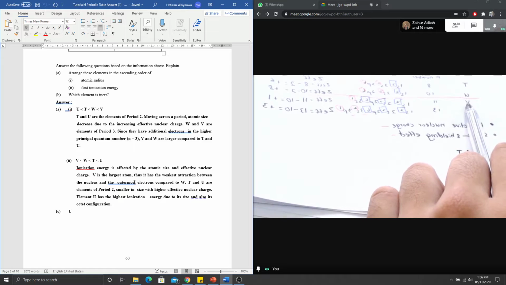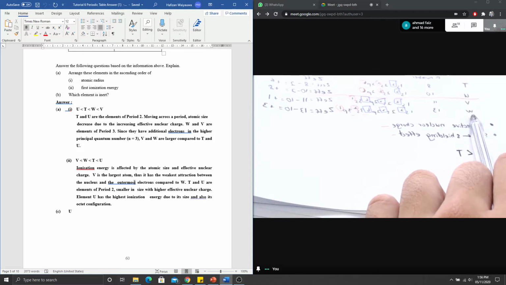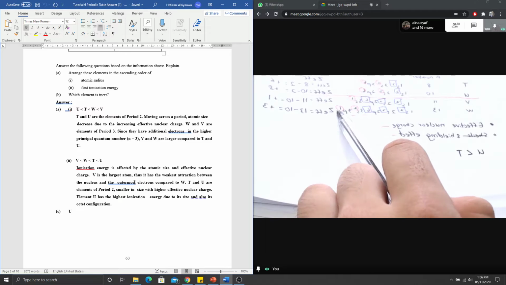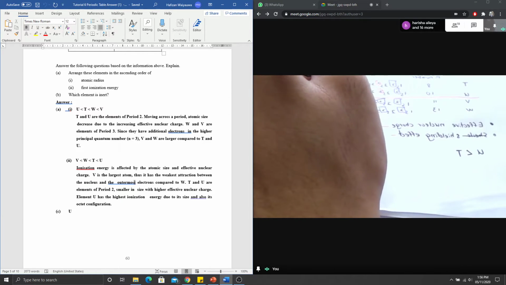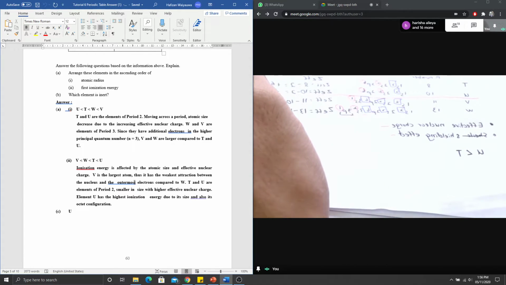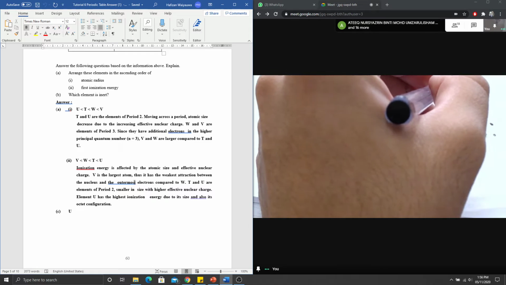Sebab kita nak tahu mana satu lagi besar, V ke W. Okay, even though you tengok W ada sampai 3P kan? Tapi this 3P is a valence shell punya orbital. And you look, kalau you tengok Z efektif dekat W lagi kuat. So, apparently V is bigger than W.